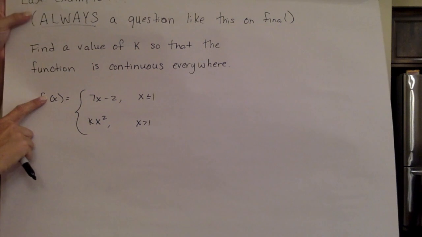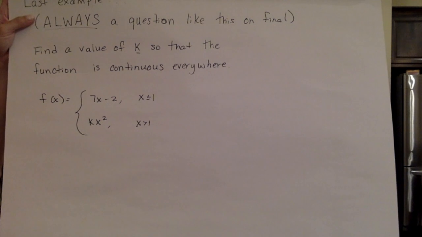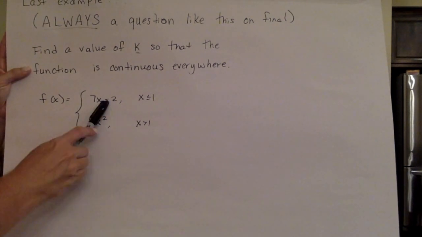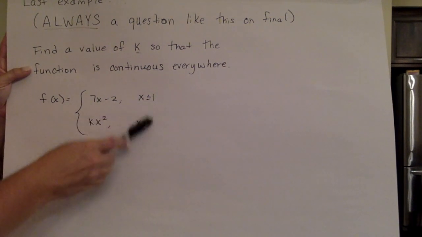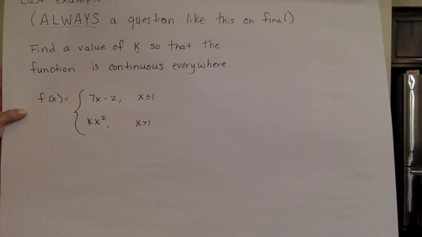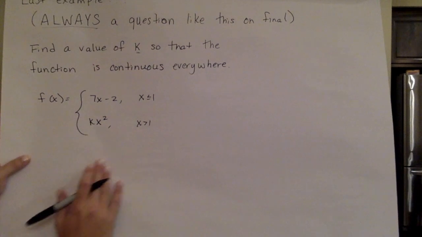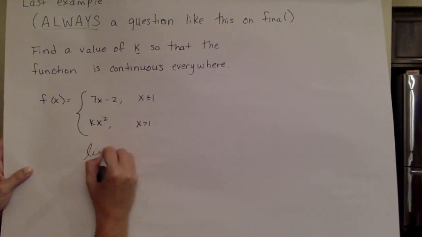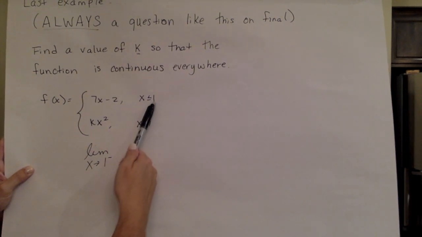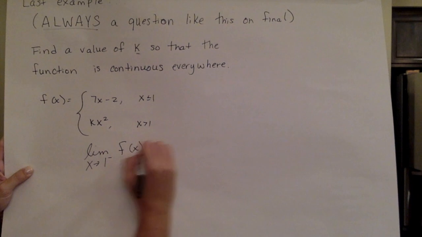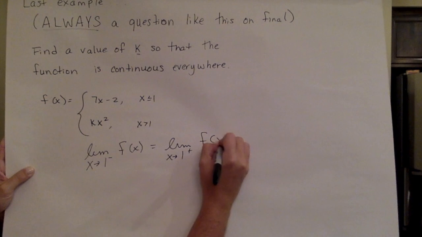So we're going to take a look at a function. We're going to find a value of k so that this function is continuous everywhere. Meaning that we need to make these two pieces of the graph meet when x is equal to 1. That's what's going to make it continuous everywhere. So basically the way we do that is we're going to say that the limit as x approaches 1 from the left, which is going to be this piece of f of x, has to be the same as the limit as x approaches 1 from the right of f of x.